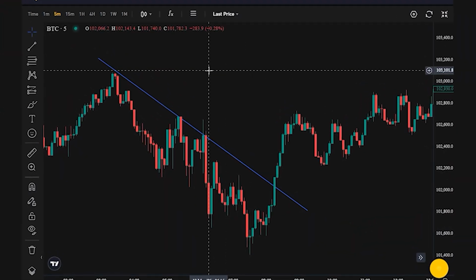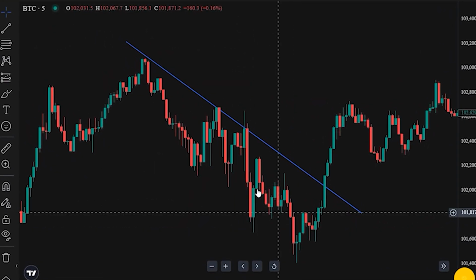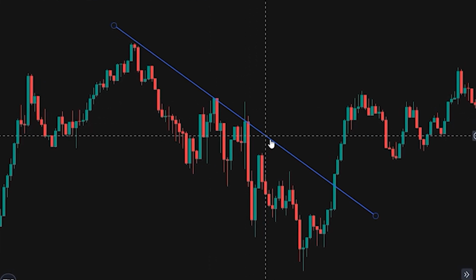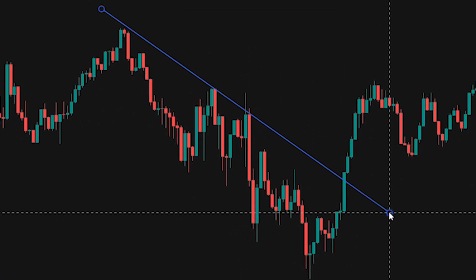Here, let's say we have a clear downward trend. Again, we can draw a trend line from the local highs. Here it looks like this. We apply the same trend theory.